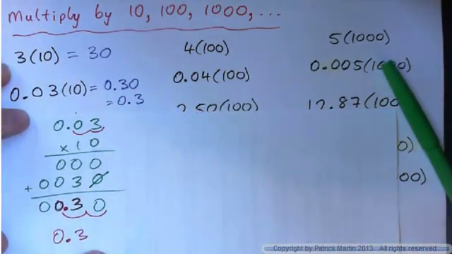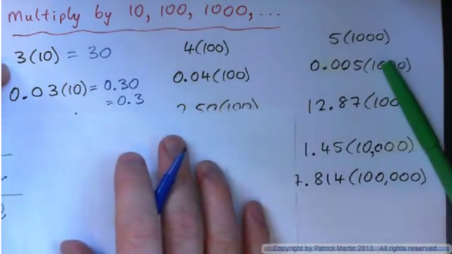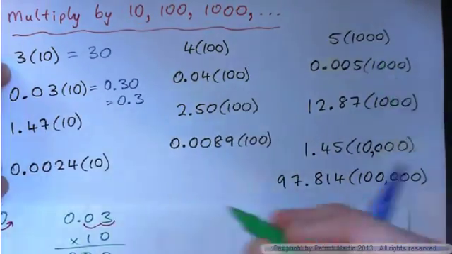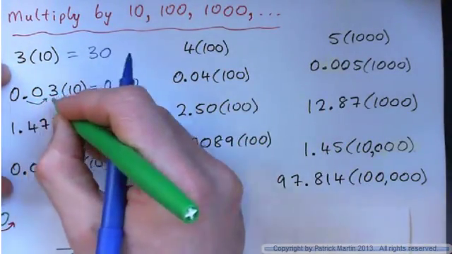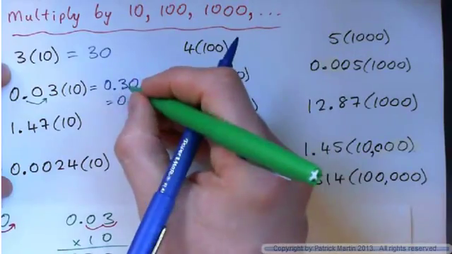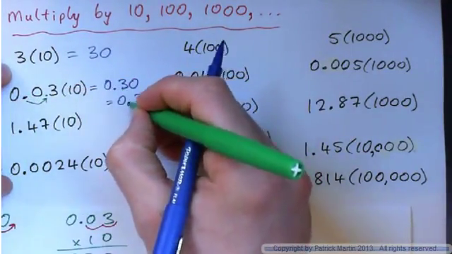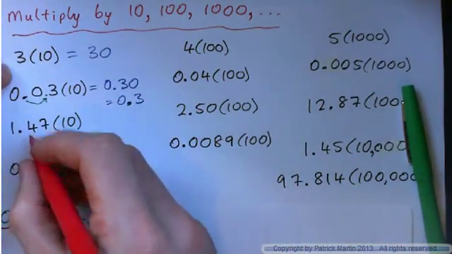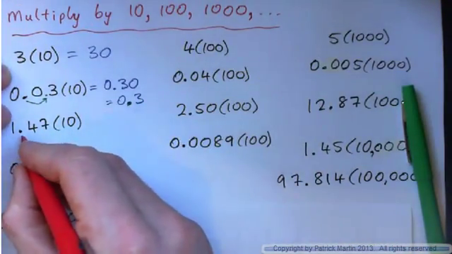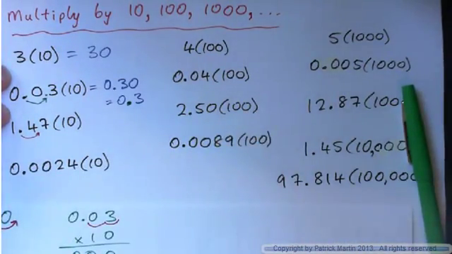So you can do that if you like. But I just want you to see the pattern that if you multiply by 10, if we take 0.03 and multiply by 10, we just need to move that decimal point one place to the right. And so it goes right here, and that's where you get 0.3. So what I'm saying is, if you go 1.47 times 10, you just have to move the decimal point over there.